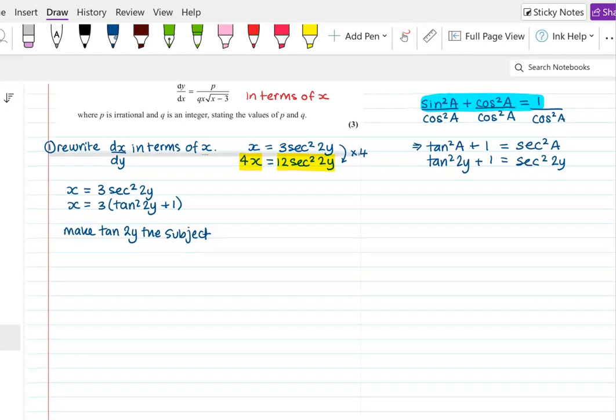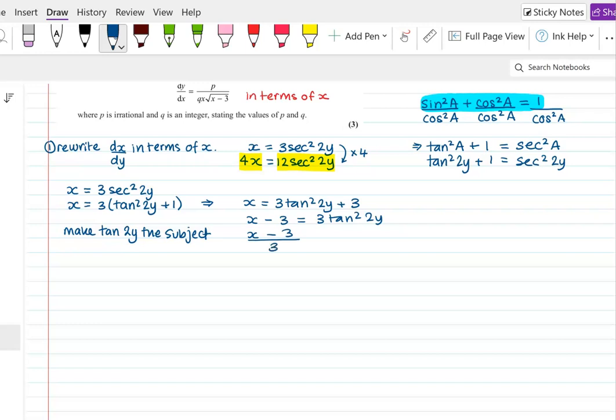Okay, so I'm going to try and do that. Right, so therefore I know that x is equal to 3 tan squared 2y plus 3. I therefore know that x subtract 3 is equal to 3 tan squared 2y, and therefore x minus 3 over 3 is equal to tan squared 2y, and therefore if I square root both sides, the square root of x minus 3 over 3 is going to be equal to tan 2y.